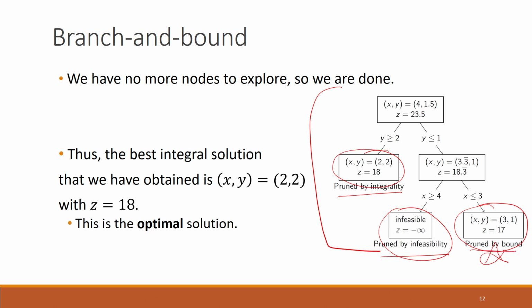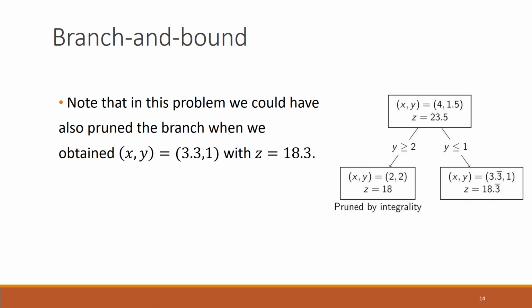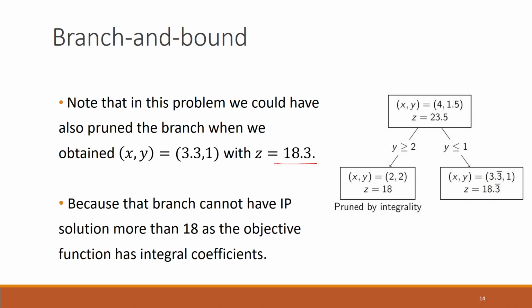So, therefore, the optimal solution is x comma y equals 2 comma 2, where z is equal to 18. Okay. One more thing to note here is that in this problem we could have also pruned the branch when we obtained x comma y equals 3.3 comma 1 with z equal to 18.3. The reason is, even though this 18.3 is greater than 18, we cannot have an objective function value with fractions, because if you remember, the objective function originally had integer constants 4 and 5, and since x and y are also restricted to be integers, the objective function value cannot take fractional values.